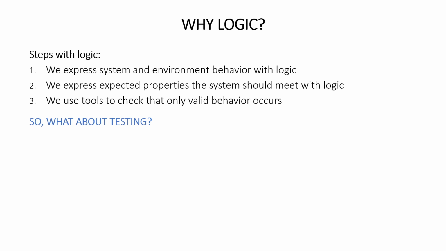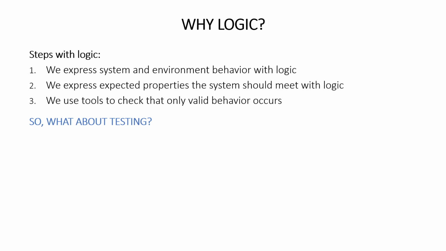Now, why do we use logic? We want to express a system and an environment behavior with the logic. So an interesting thing is that usually when we write code, we often think only about the behavior of the system, because that's what we're coding, right? We are implementing how the system should behave. But in many cases, the system is not standalone in thin air. There's stuff around the system.